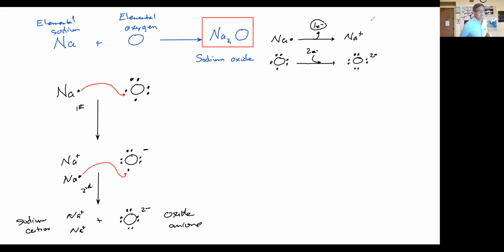Let me go ahead and save this for you. Let's do one more, and let's see what you come up with. Let me clear this out. Show me then what happens when elemental potassium gets together and forms a compound with elemental nitrogen.